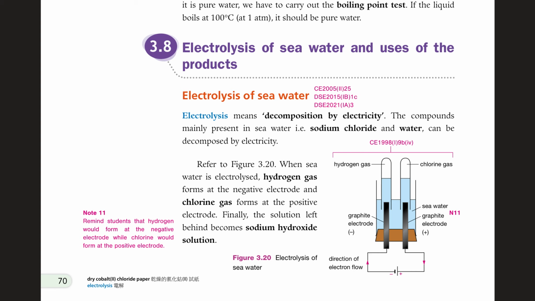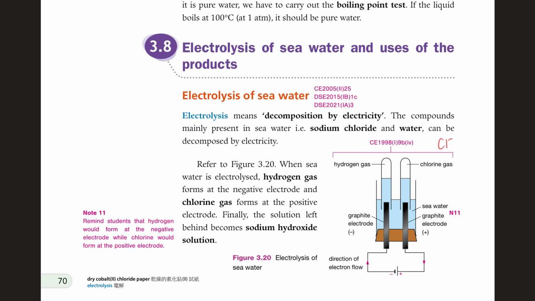In electrolysis of seawater, the products are a little bit different from the electrolysis of a water sample. As you can see from the diagram, hydrogen gas would be produced at the negative electrode, while chlorine gas would form at the positive electrode. This is because the chlorine gas is formed from the chloride ion in the seawater sample.